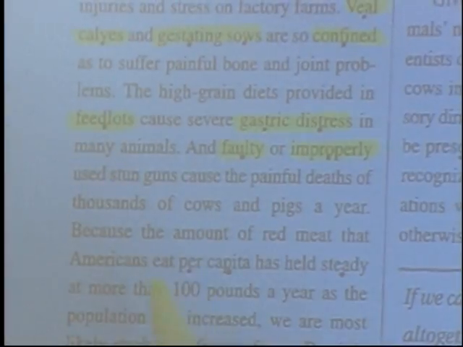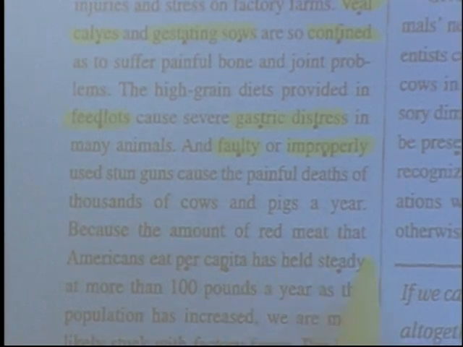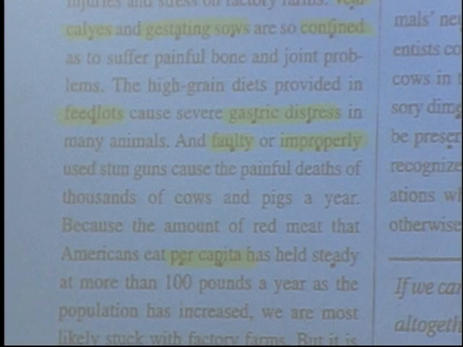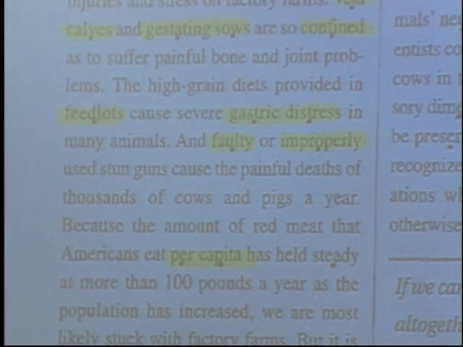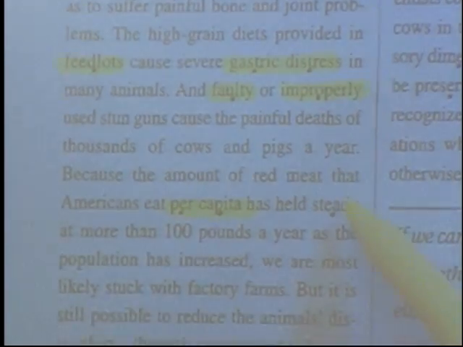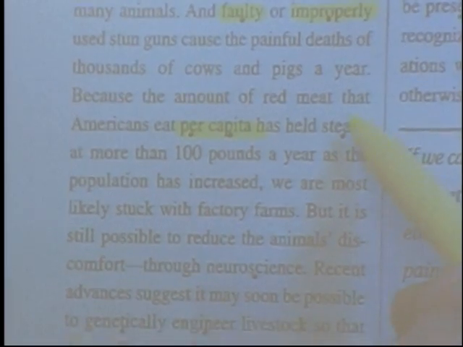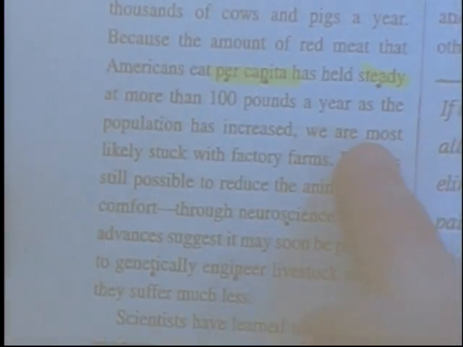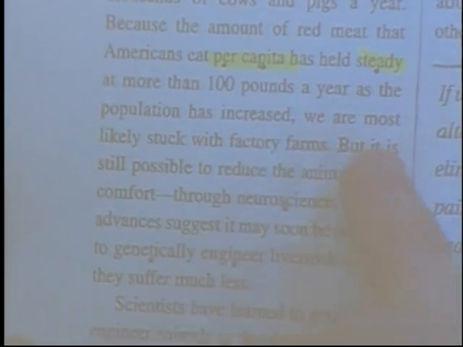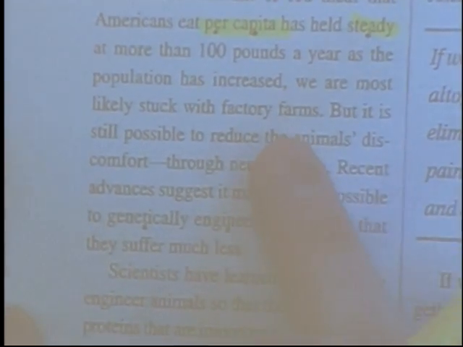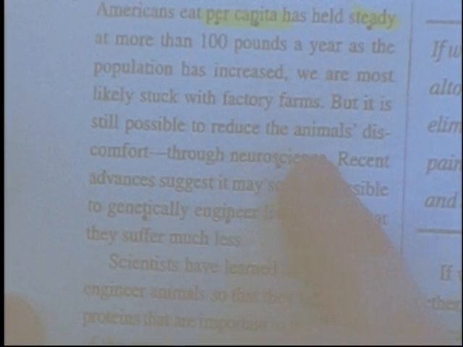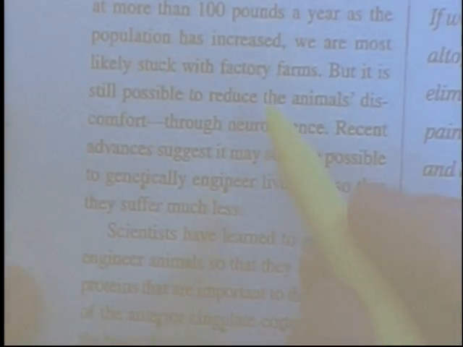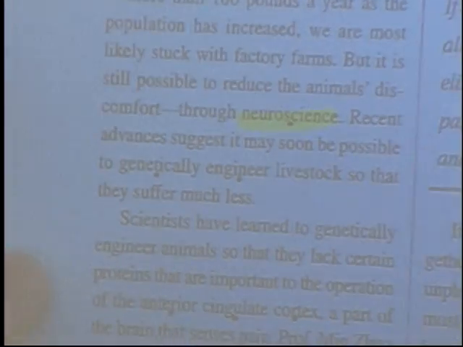Okay? Because the amount of red meat that Americans eat per capita has held steady at more than 100 pounds a year as the population has increased, we are most likely stuck with factory farms. But it is still possible to reduce the animals' discomfort through neuroscience. That might be a word that they don't know.